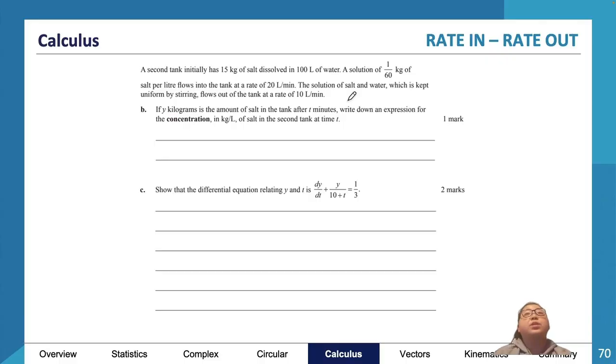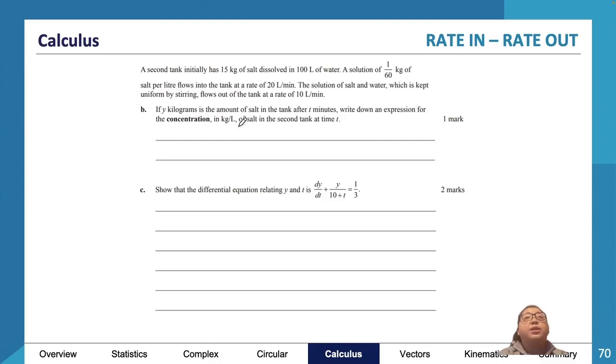Okay, so next we're going to talk about this little tank here. So this tank had an initial 15 kilograms of salt dissolved in 100 liters of water. A solution of 1 on 60 kilograms of salt per liter flowed into the tank at a rate of 20 liters per minute. The solution of salt and water, which is kept uniform by stirring, flows out of the tank at a rate of 10 liters per minute. So it wants y.